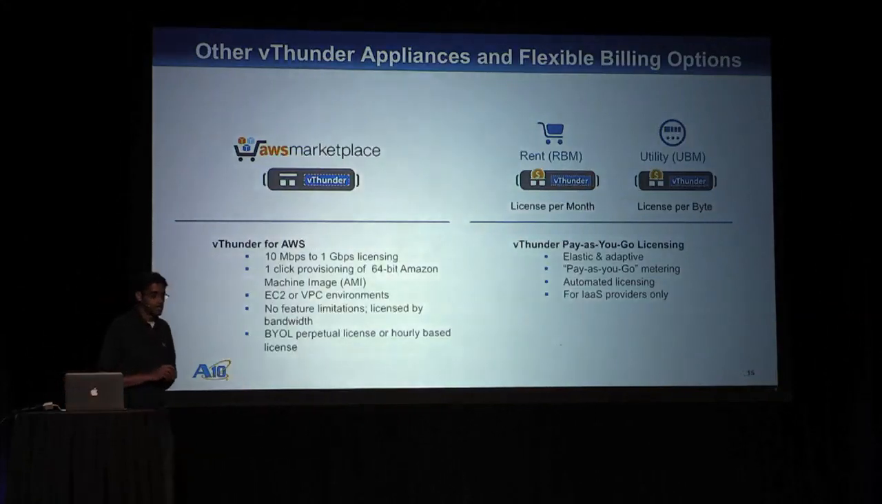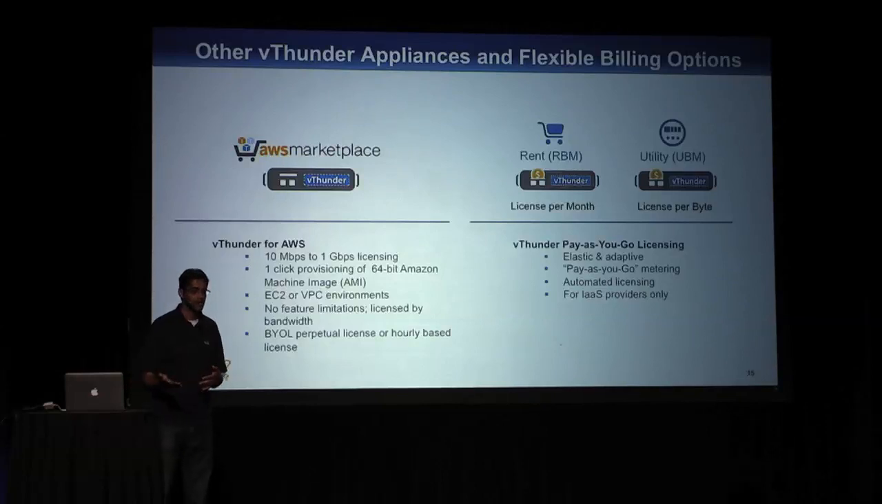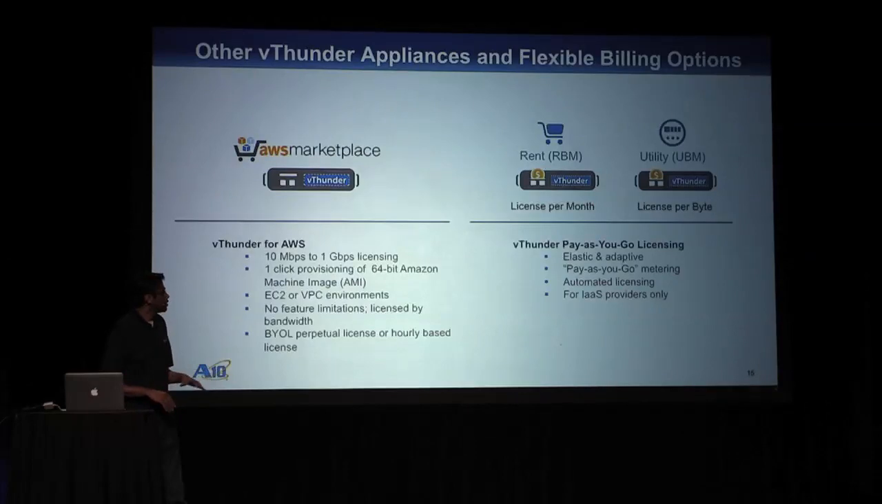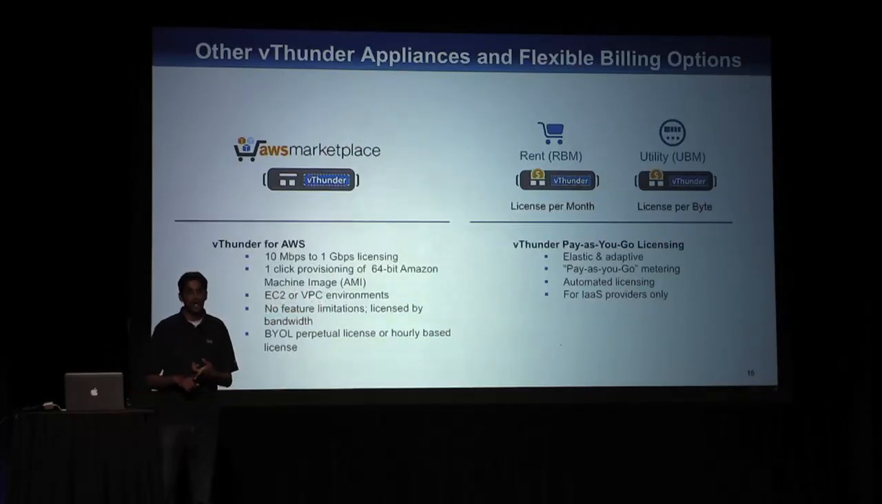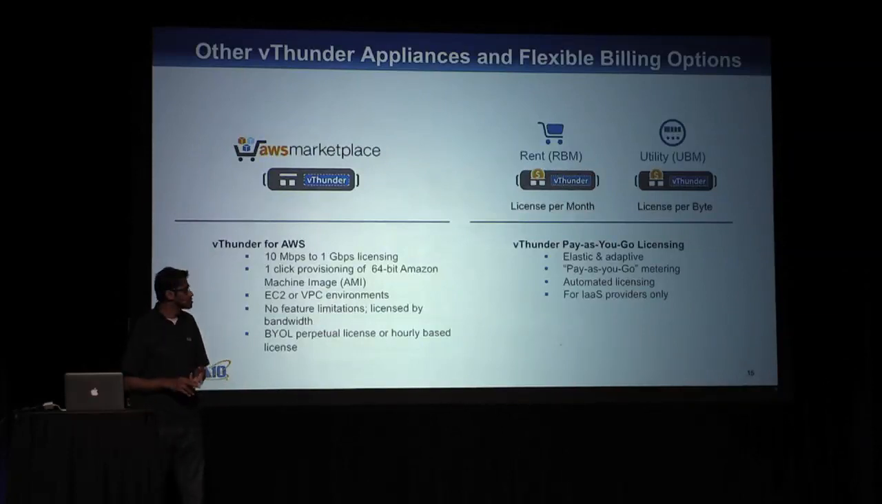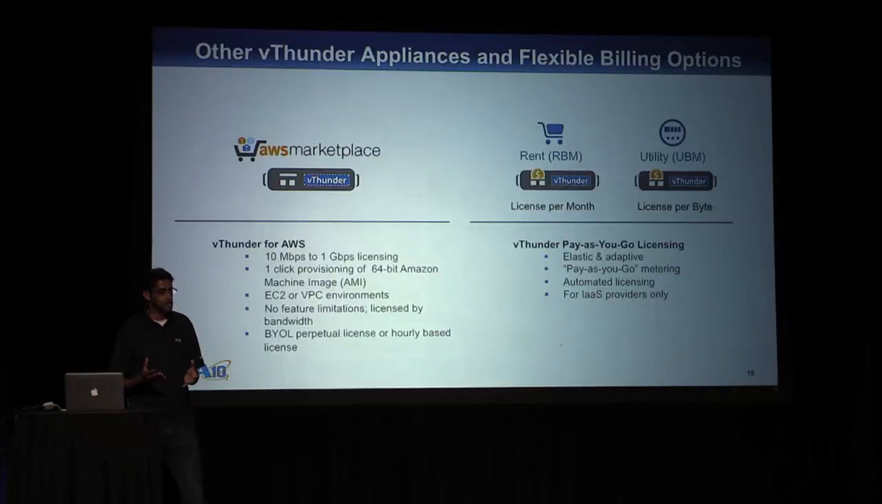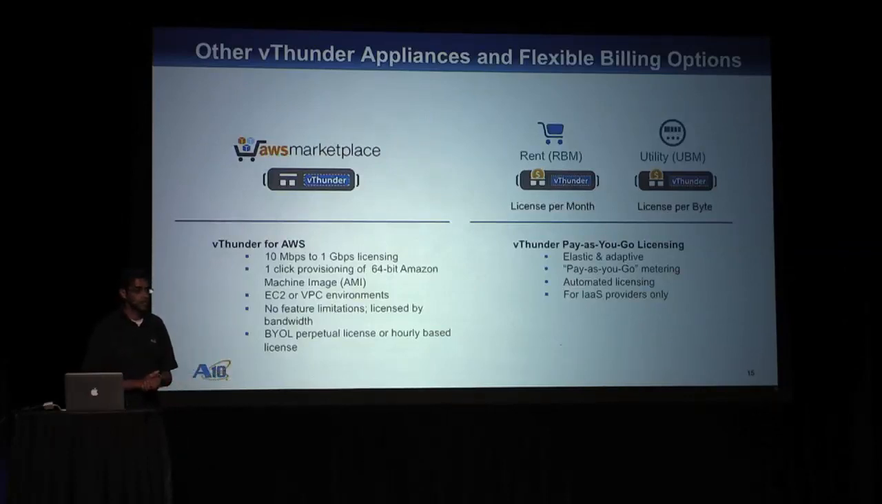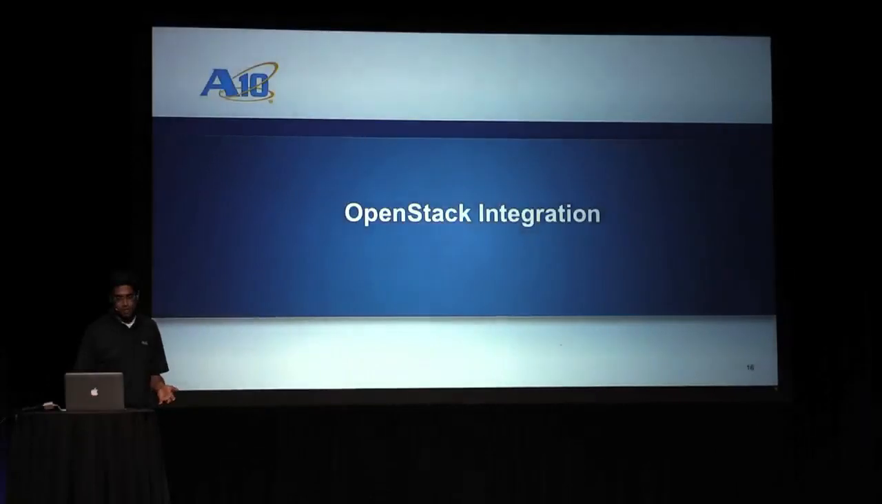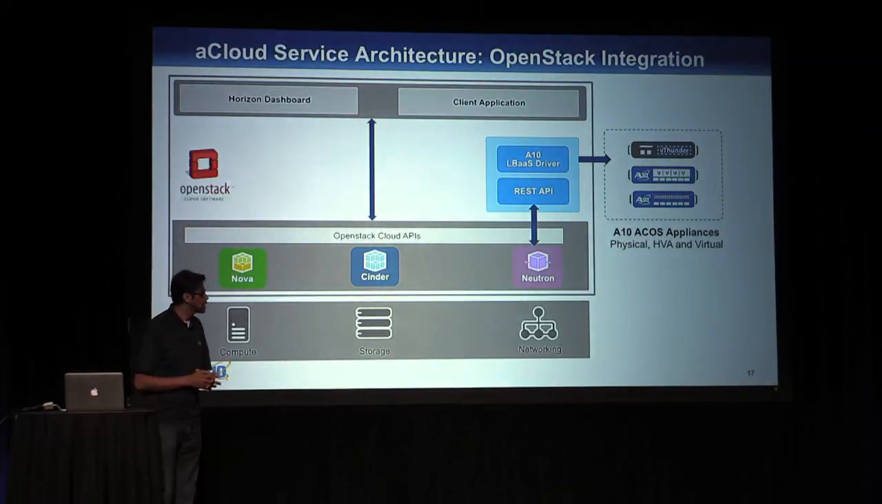As far as the licensing models are concerned, we have both a perpetual license that you can buy once and use forever, or you could have a monthly license, more like your cell phone plans, or a utility license, just like your utility bills or your electricity bills. So you have an RBM and a UBM, and this forms the basis for your pay-as-you-go in the cloud infrastructure environment. We are also available on the AWS Marketplace, so you could deploy a vThunder on the AWS Marketplace as well. So those are the billing options, and these are my last two slides.